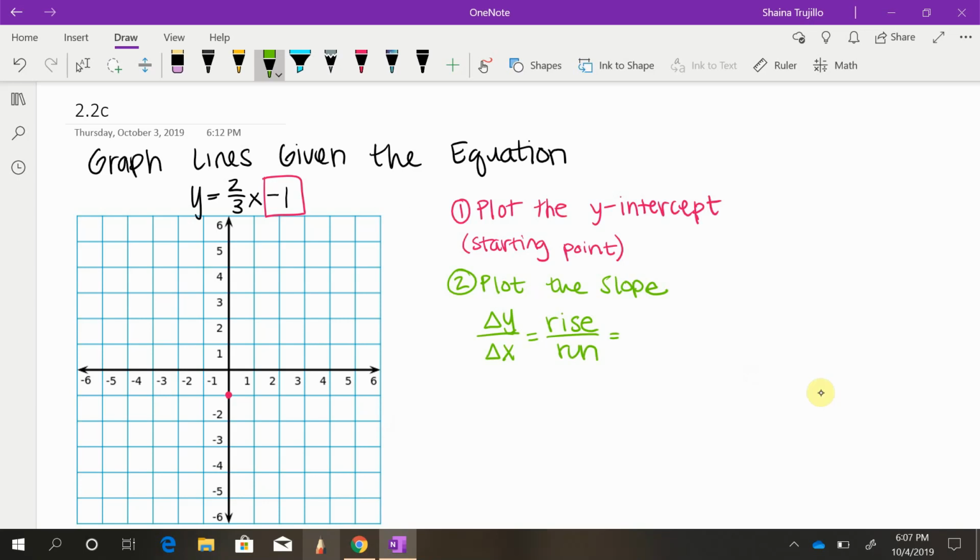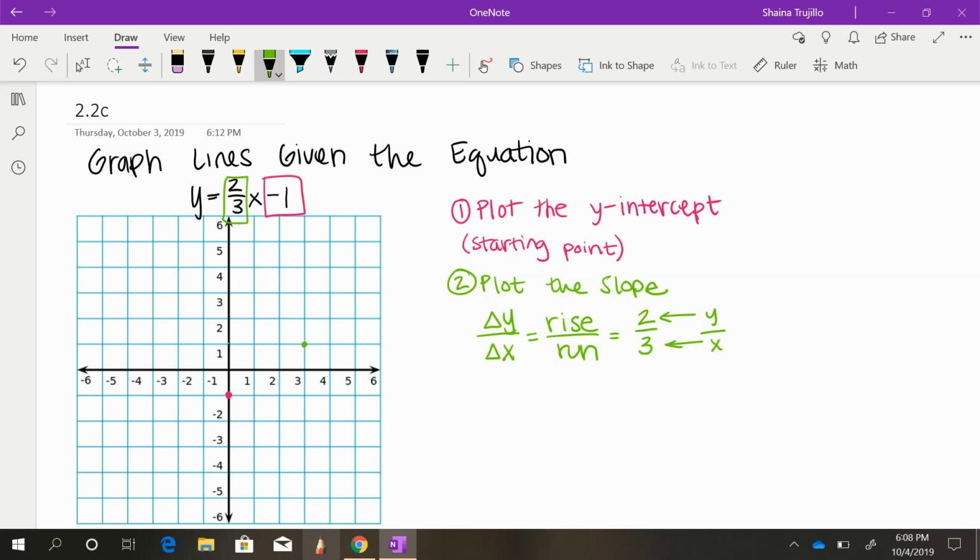So my slope on my equation is the number that is connected to my x. It will always be the number that is connected to my x. So in our case, it is 2/3. So I'm going to go up 2 on my y-axis and over 3 on my x-axis, hence where we get the y over x. So at my starting point, I'm going to go up 2, 1, 2, and over 3. 1, 2, 3. I'm going to put a little point right there.